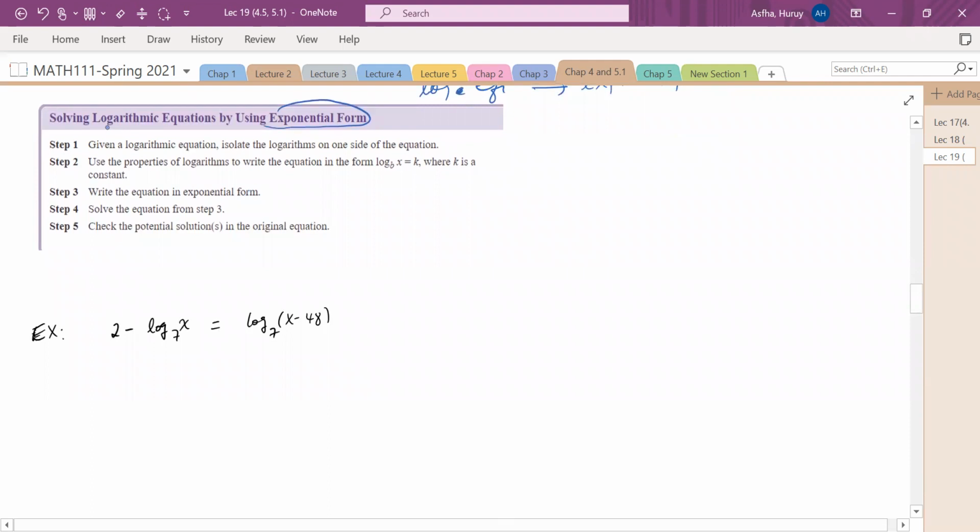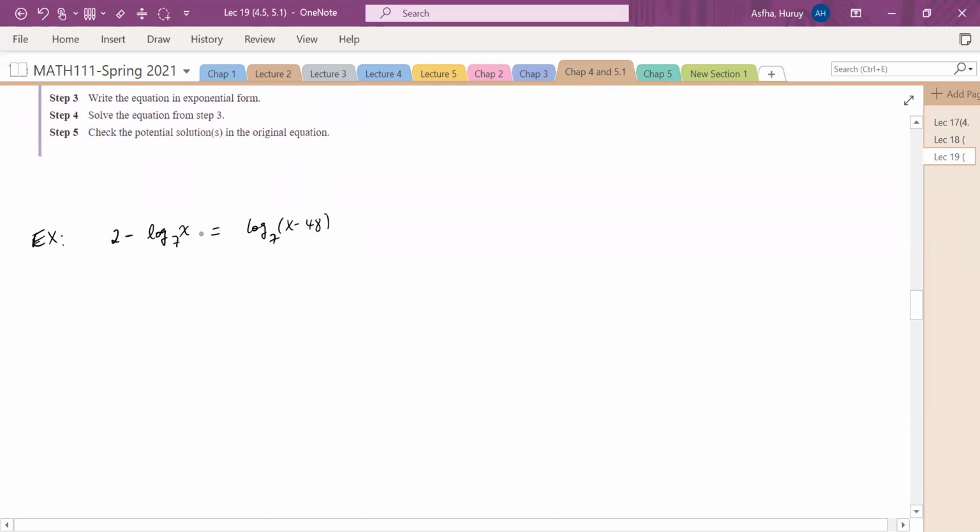Now, how do we solve a logarithmic equation using exponential form? To do this, we isolate the logarithms on one side of the equation, and then we use the properties of logarithms to write the equation in the form of this one. Then we convert this to exponential form, and we solve the equation. Let's have a look at this example and try to solve it by converting to exponential form.